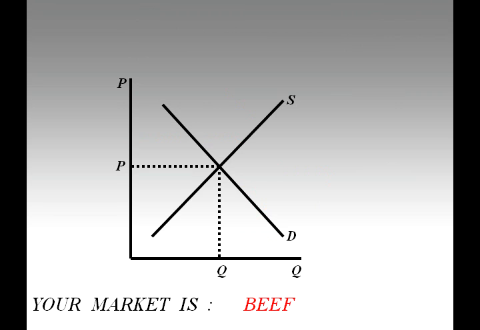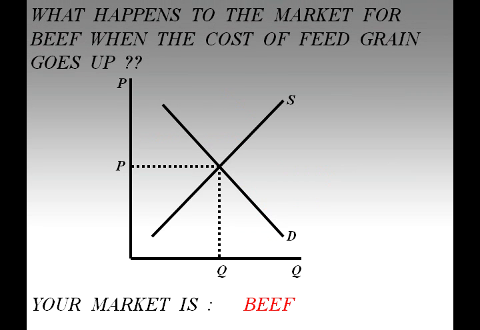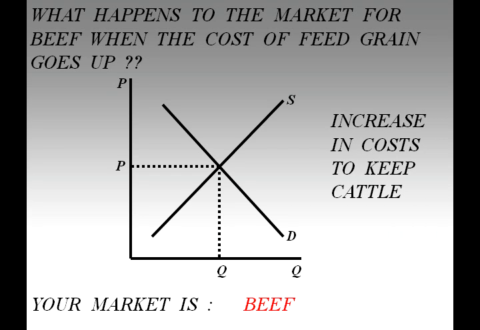In our next example, our market is beef. What happens to the market for beef when the cost of feed grain goes up? Feed grain is a variable cost or expense for beef producers. If there is an increase in the price of feed grain, the beef producers will keep less cattle, and less cattle means that there will be less beef supplied to the market.